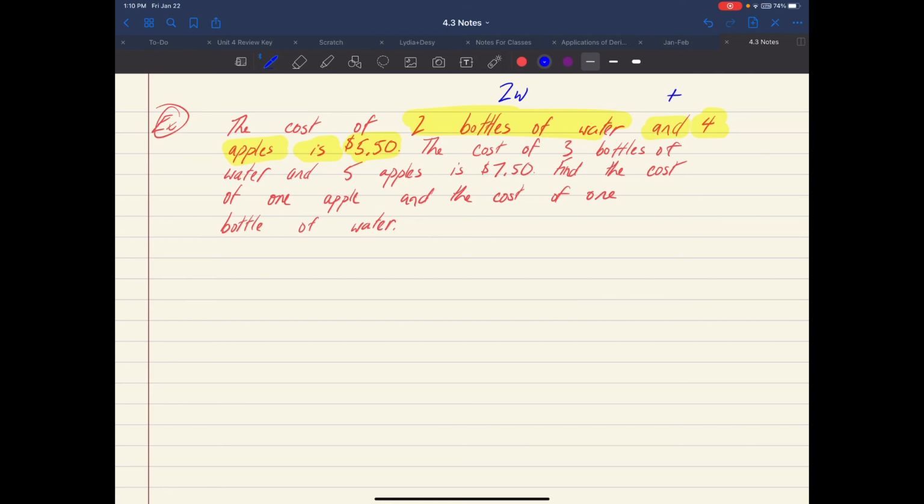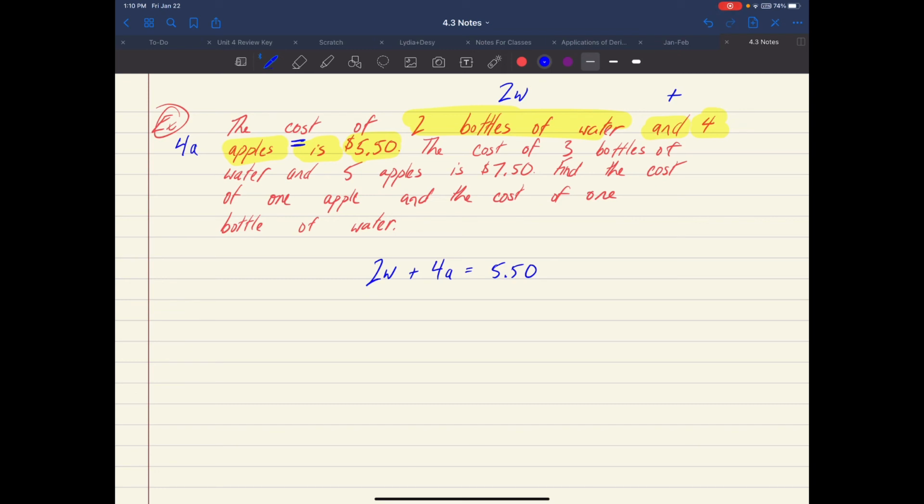So it says 2W and 4 apples is $5.50. So this would be 4A. I'm using W for water, A for apples. "Is" always represents an equal, and then it's $5.50. So that sentence, even though it's in words, is directly giving you a translation to an equation. So that would just be 2W plus 4A equals $5.50. And you can see what we're setting up here. It's going to be a system of equations. And yes, both of these sentences are set up like that.